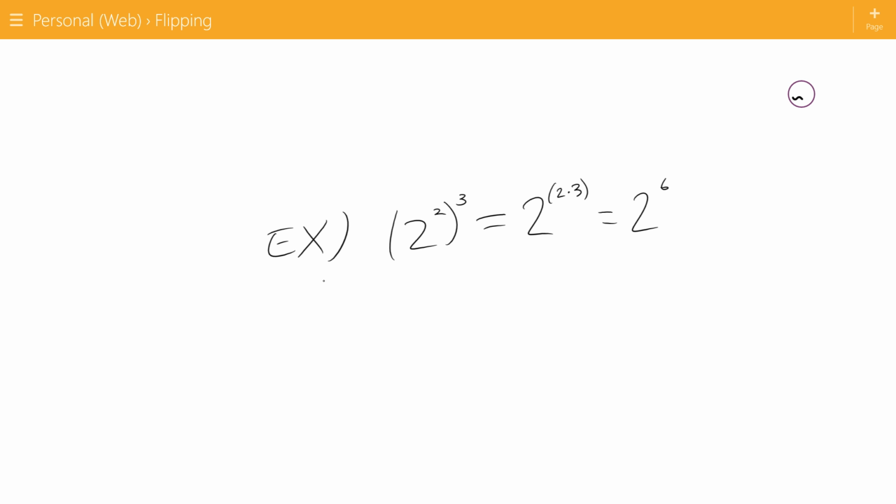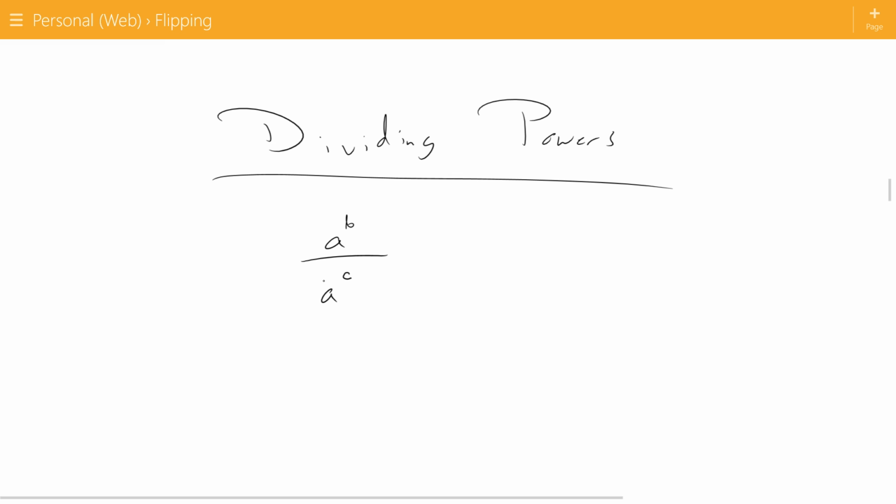That's it. Moving on. If you are dividing powers, for example, if you have a to the b divided by a to the c, this would give you a to the b minus c, just as we saw earlier. It's the opposite of when you are multiplying.